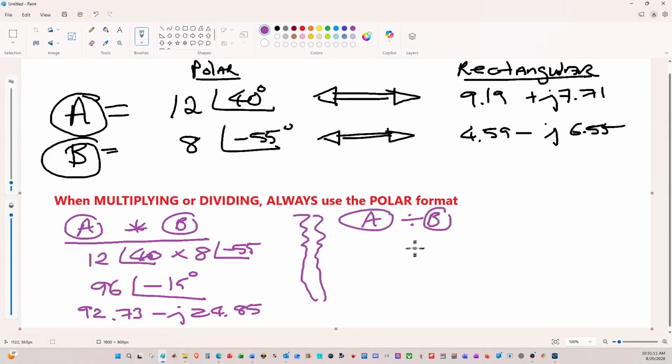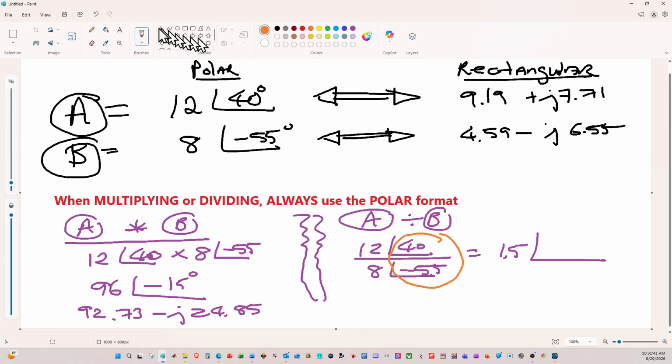I would now like to do A divided by B. In this case, you just write down the polar format as you have got it. So that's going to be 12 with an angle of 40, and that is going to be divided by 8 with an angle of minus 55. Now, in this case, we take the two numbers on the outside of the bracket, and we're going to say 12 divided by 8, and 12 divided by 8 is going to give me a value of 1.5. And then as far as the angles are concerned, the top angle minus the bottom angle.